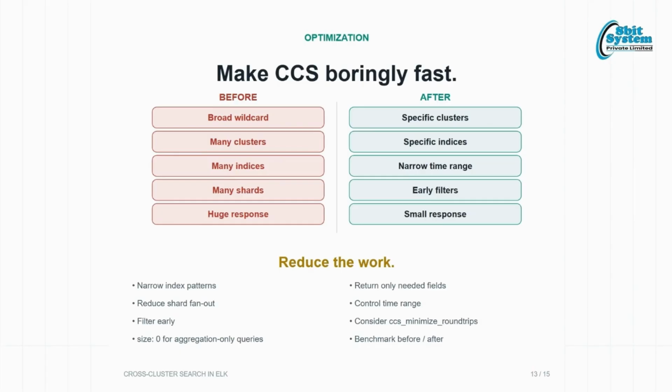Optimization is mostly about reducing work. Avoid unnecessary wildcards, narrow your time ranges, target only the clusters and indices you need, filter earlier, and don't return documents you don't need. For aggregations, setting search size to zero can help, and ccs_minimize_roundtrips is a tuning option worth benchmarking.